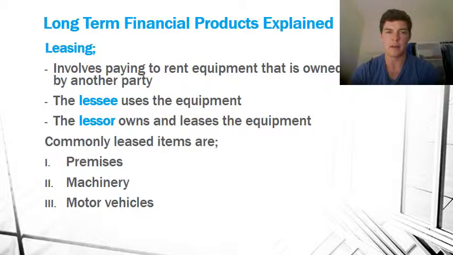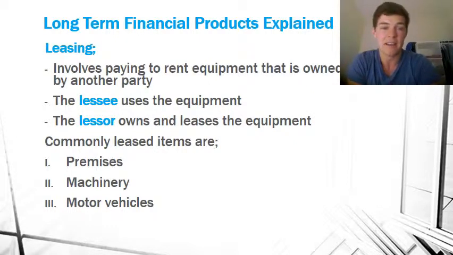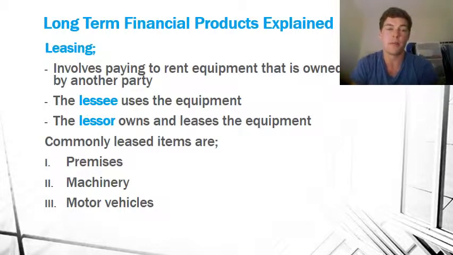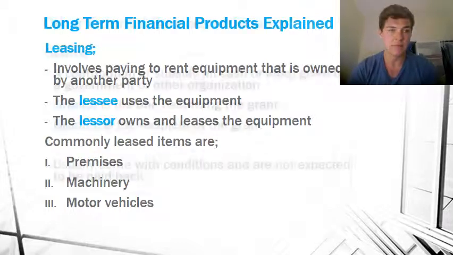Okay, so another long-term financial product, leasing. This involves paying to rent equipment that is owned by another party. The lessee uses the equipment, and the lessor owns and leases the equipment. Commonly leased items are premises, machinery, and motor vehicles.